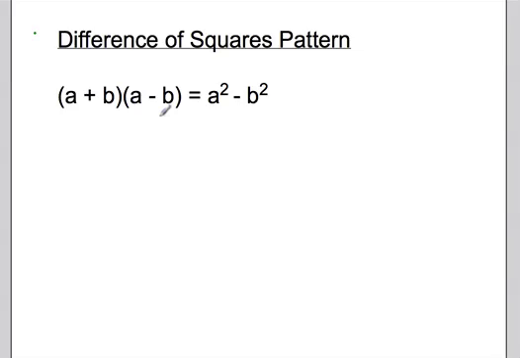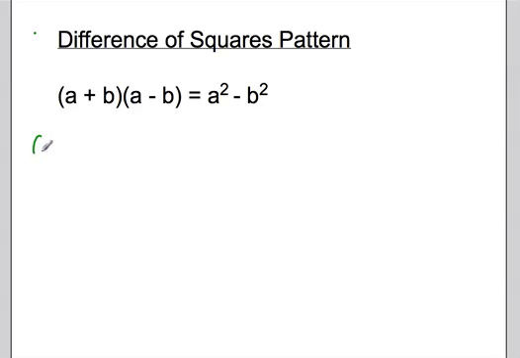Hello, this is Mr. Collier, and today we're going to be factoring quadratics that are a difference of squares. Okay, so there's a difference of squares pattern that develops if you have a value a plus a value b multiplied by the same values with a subtraction sign in between. Then you'll get just a squared minus b squared.